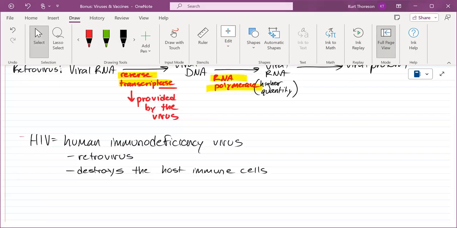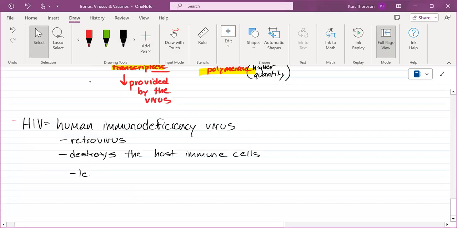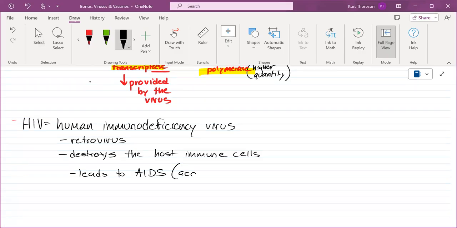And when you die of HIV, technically, you die of a disease that you could have easily fought if you had an immune system. You die of things like the flu, pneumonia, a cold. Your immune system would normally be able to just knock that out. But when you have HIV, you don't have an immune system. And when you don't have an immune system, it leads to AIDS. AIDS stands for acquired immunodeficiency syndrome.